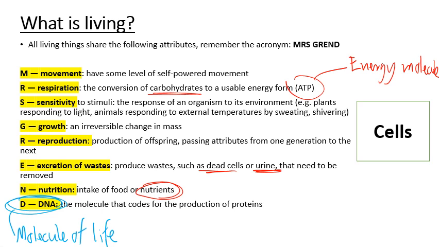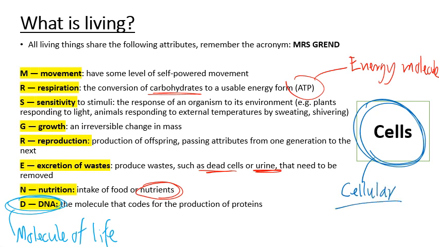So we've got Mrs. Grend, but the other final thing to remember is that every living thing is made of cells. And essentially if something is made of cells, it's alive. So you can use Mrs. Grend, but the idea of life being cellular is a much more simple way to define what's living and what's not. That's why viruses are normally considered not alive, because they're not cells, even though a virus ticks off most of Mrs. Grend.